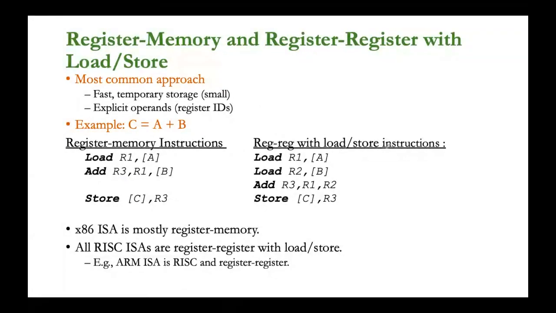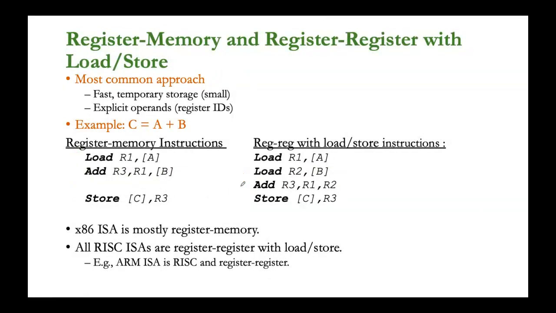Another one is register with load or store instruction. Here, first it loads the first operand from memory into register R1, then the second operand into R2, then it performs the addition, that is the contents of R1 and R2 are added and stored in R3, and that value is stored into the memory. So this is register to register with load or store instructions. The only difference is that here the memory values are loaded into registers and then the operation is performed, whereas in register to memory, the operation is performed directly on a memory operand and then the result is stored back. So that is the difference.